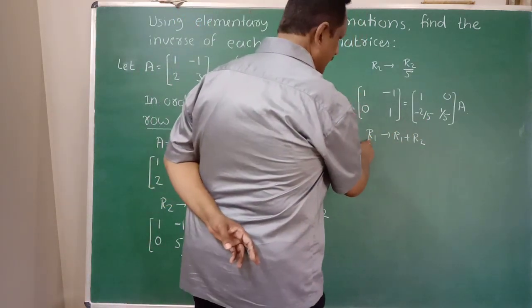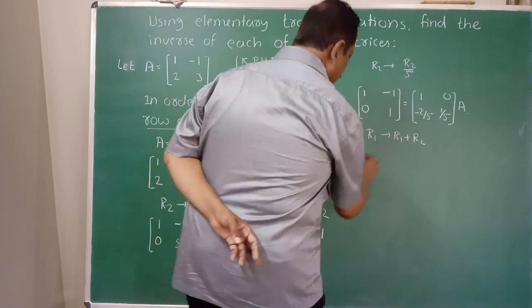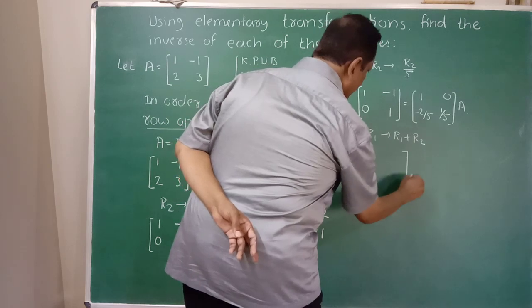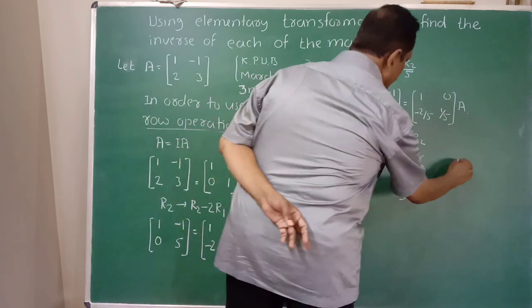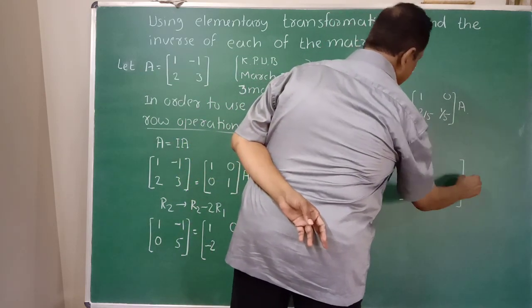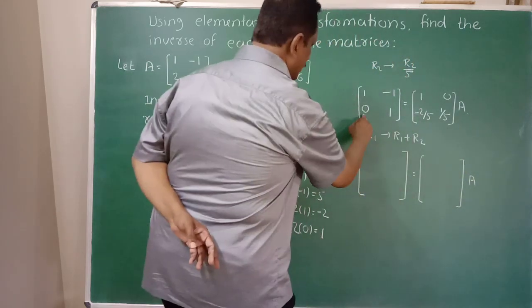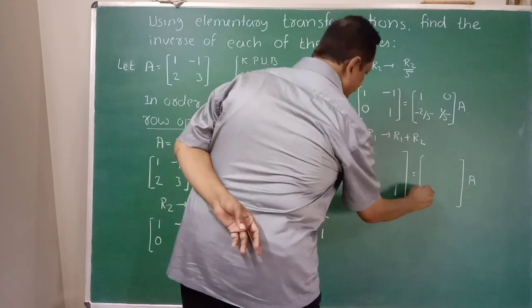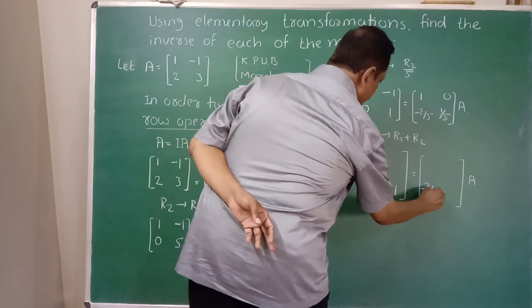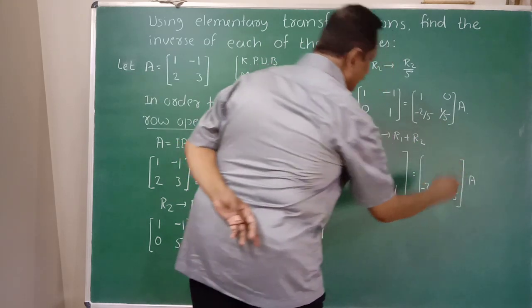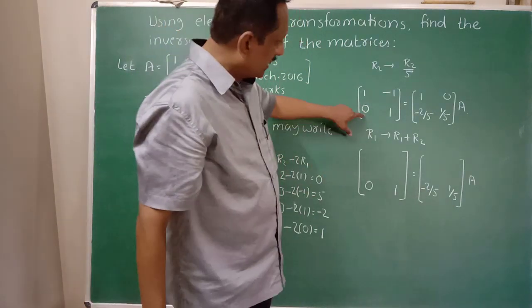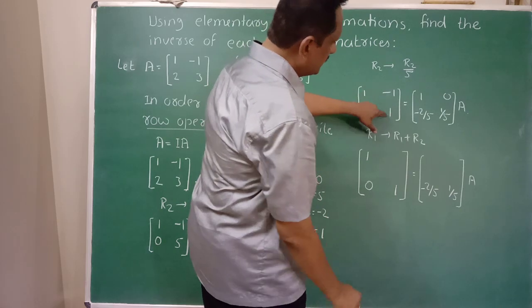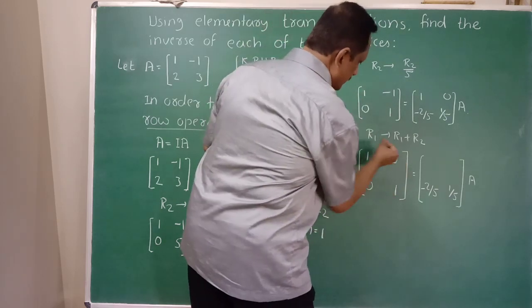Again R1 means the first row changes. The second row stays as it is; the second row elements are written as they are. Matrix A is written as it is. So write 0 1 minus 2 upon 5, 1 upon 5, keeping them as they are. Then adding, 0 plus 1 becomes 1, then 1 minus 1 becomes 0.